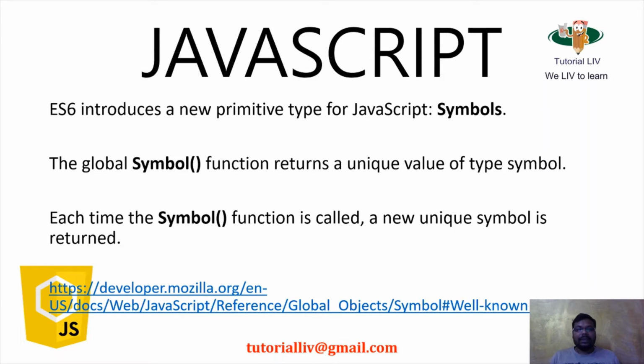Once we create a variable of symbol type, it will return a unique value of type symbol. Even if we have the same value each time, once we call the Symbol global function, it will create a unique symbol value.